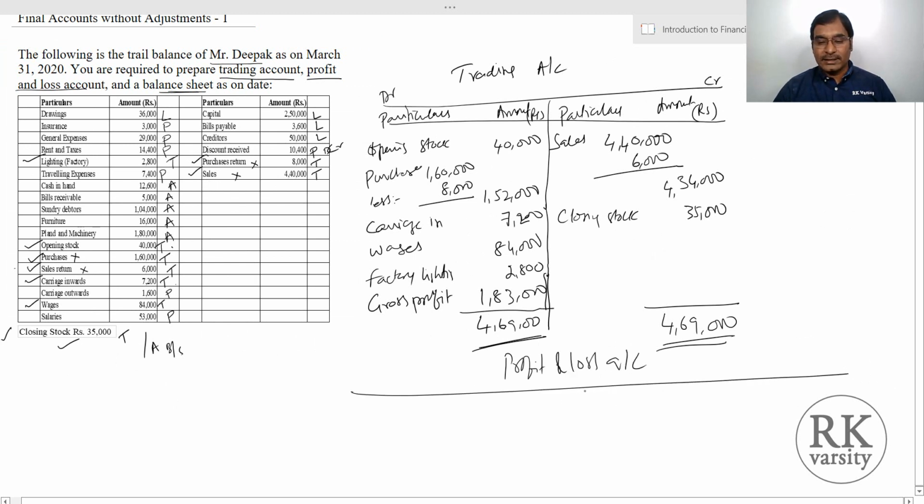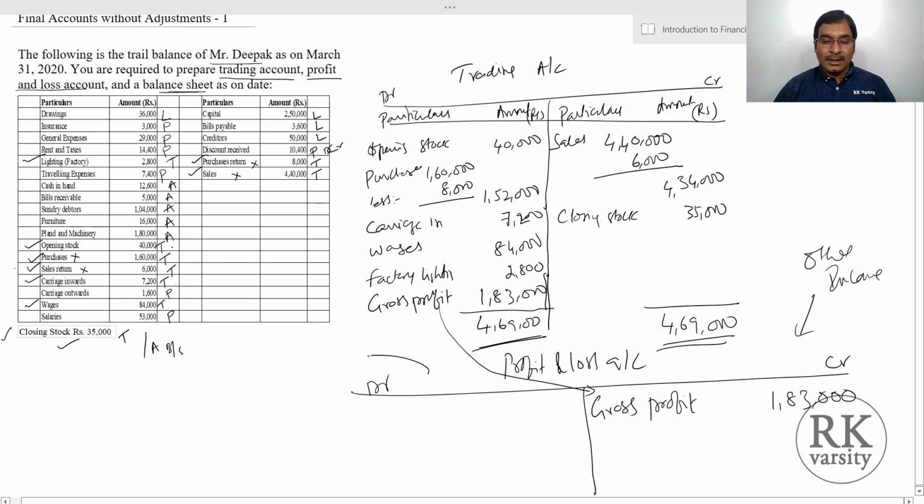So the details are the same. Then onto the debit side, credit side. So we'll bring the gross profit from here to here. So our gross profit is 1,83,000. And on the credit side, we'll write other income. And on a debit side, we write indirect expenses.